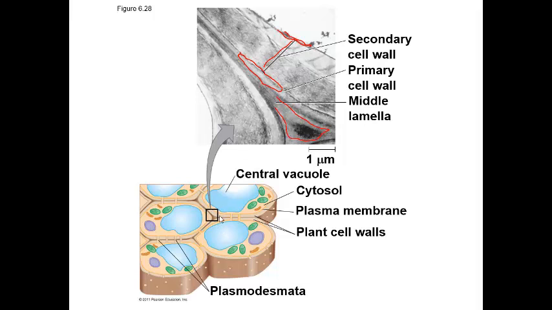Now, since plant cells have these rigid cell walls, it's often difficult for plant cells to communicate with each other, to send stuff back and forth. So in the cell walls are these channels that you see right here called plasmodesmata. And that allows materials to be exchanged between plant cells and for communication to take place between plant cells.